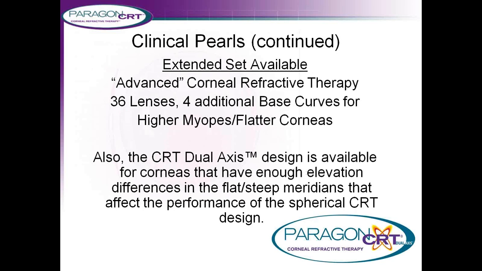If you have the 100 lens diagnostic system and find that your patient base has flatter corneas, there is an extended base curve set available at the reduced diagnostic price. Another diagnostic design that is available for patients that display higher amounts of corneal astigmatism, meaning greater than 1.75 diopters, is called the CRT dual axis. It has 2 separate return zone depths and or landing zone angles to mimic the shape of the astigmatic cornea.